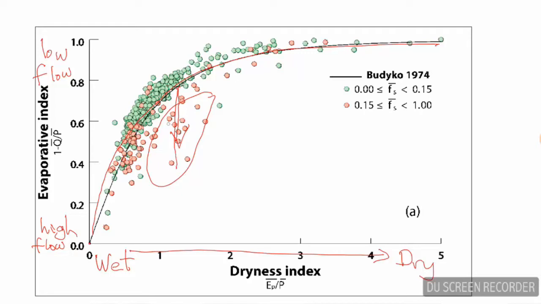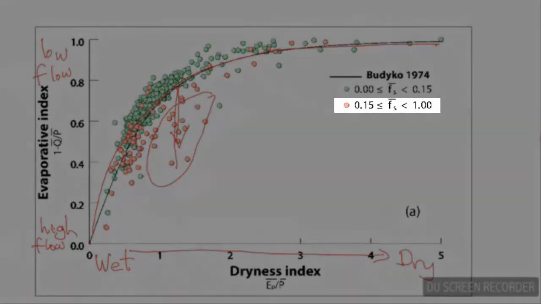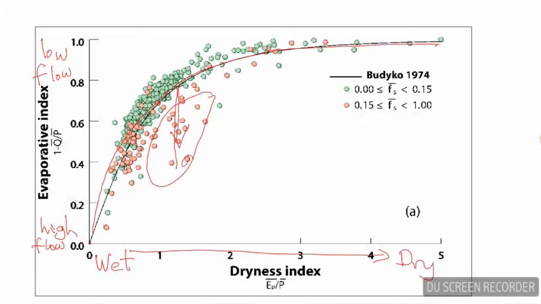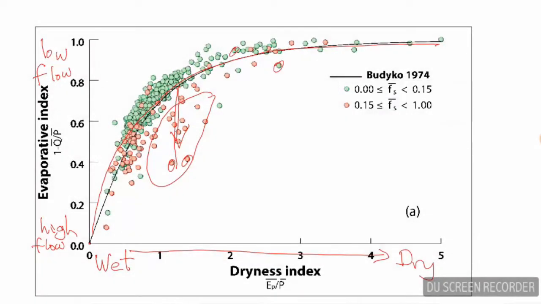the further away from this curve. What we've drawn on this picture is we've coloured in all of the catchments, one dot for each catchment. If it's red, there's more than 15% snow, like these ones, and if it's green, it means less than 15% snow. What you can see is that most of the green ones are up here near the Budyko curve, where they should be, and there's a tendency for red ones to be below the curve.